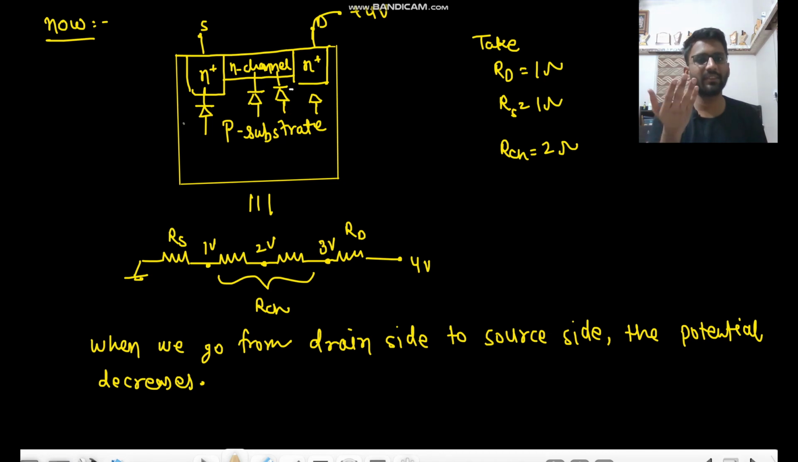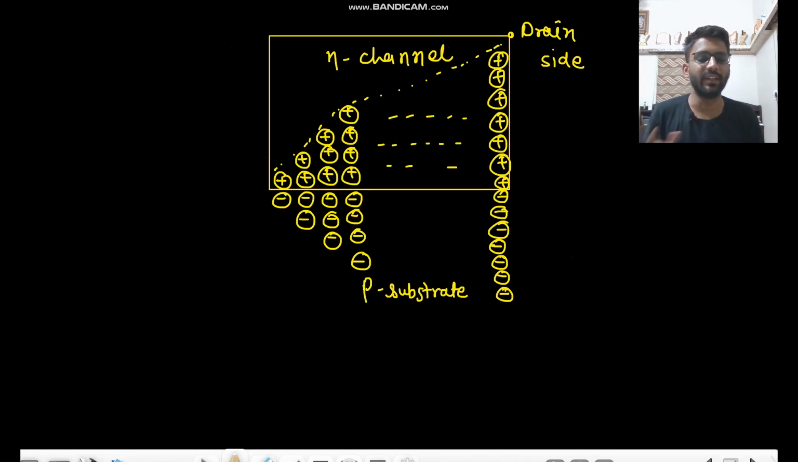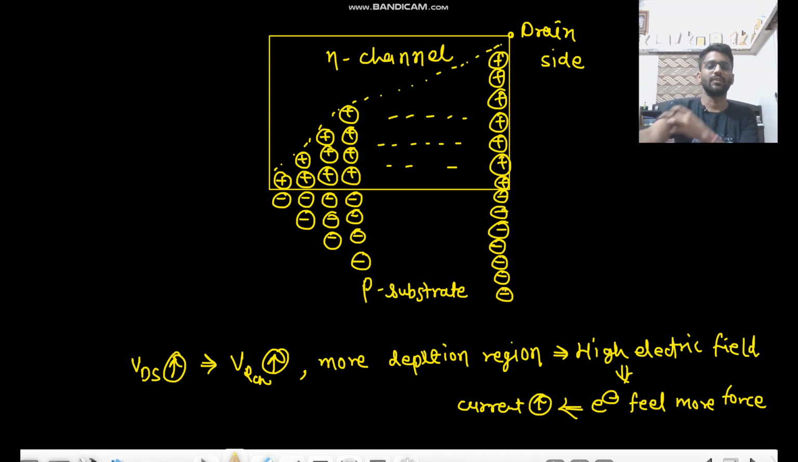So with the increase in VDS, the current is increasing, but there is one condition where the current saturates, and that condition is VD saturation. Why is it saturating? Let us see that. Okay, so let me write it down completely. Okay, so this is what we saw, right? The VDS increases, the potential across the R channel increases. Also, there is more depletion region, so there is a high electric field, and because of that, electrons will feel more force, and the current increases. So with the increase in VDS, the current increases.